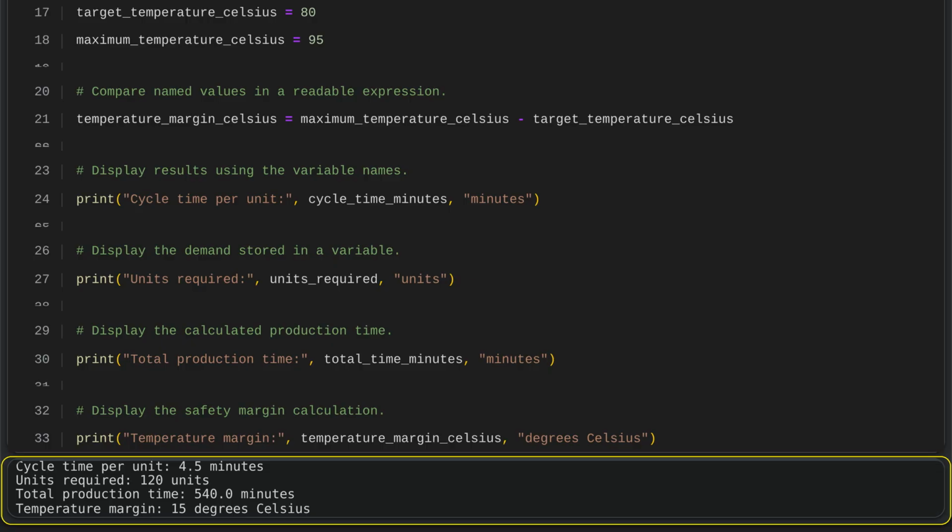This script shows why clear, descriptive variable names matter in Python engineering work. It calculates total production time from the time per unit and the number of units, then reports the result in minutes. It also finds the temperature safety margin by comparing the maximum and target temperatures. Overall, the example emphasizes readable code and straightforward output.